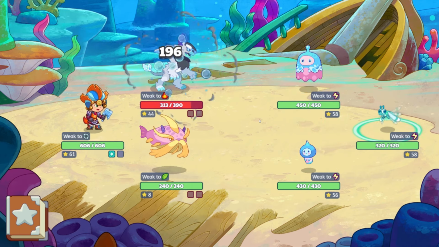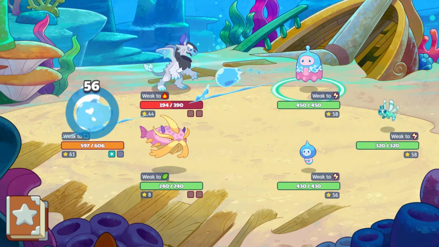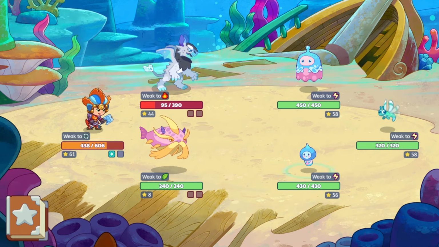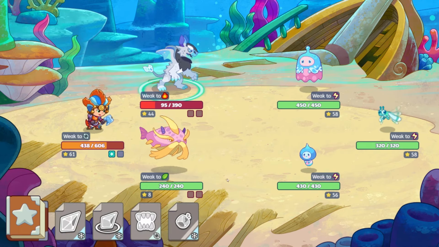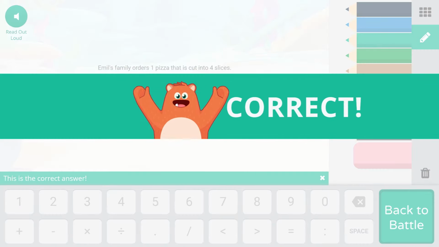Okay, boom. That's a pretty big hit there. And no. All right, that was not the best. Emil's family ordered 1 pizza that is cut into 4 slices. Complete the multiplication sentence below to show how many slices of pizza there are in total. So the 1 pizza, 4 slices means there's 4 slices to eat.